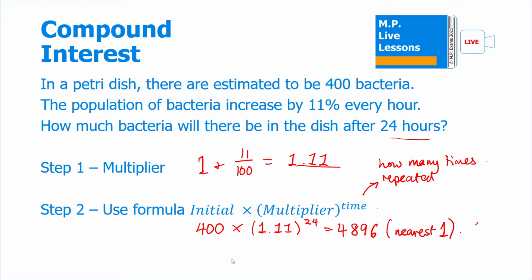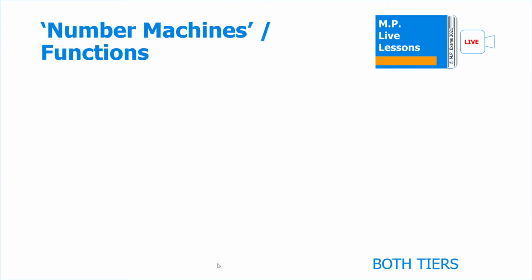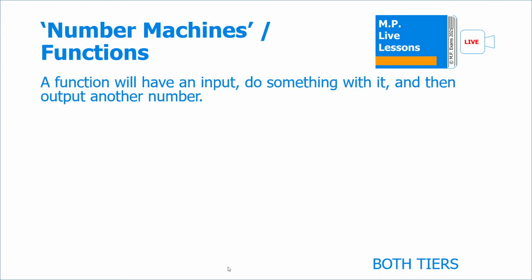Now we'll move on to some algebra. So there are some number machines or functions, which we may come to later. A function will have an input, do something with it, and then output another number. So let's say we have the function where we input something, it adds 5 to it, then it gets squared.